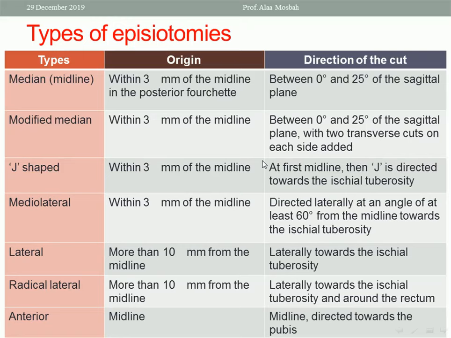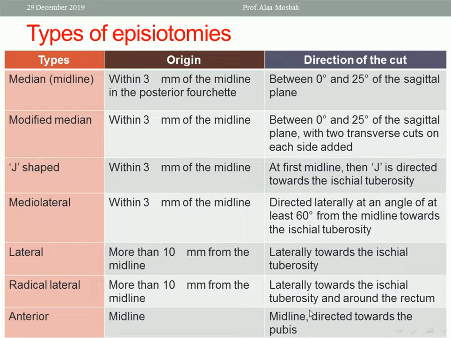J shape at first midline, then J is directed toward the ischial tuberosity. Mediolateral directed laterally at an angle of at least 60 degree from the midline towards the ischial tuberosity. This is the commonest one, by the way, and the recommendation of the guidelines is preferring the mediolateral one. Lateral episiotomy, lateral toward the ischial tuberosity. Radical lateral, laterally toward the ischial tuberosity and around the rectum. Anterior is the midline, as we mentioned before, midline directed toward the pubis.